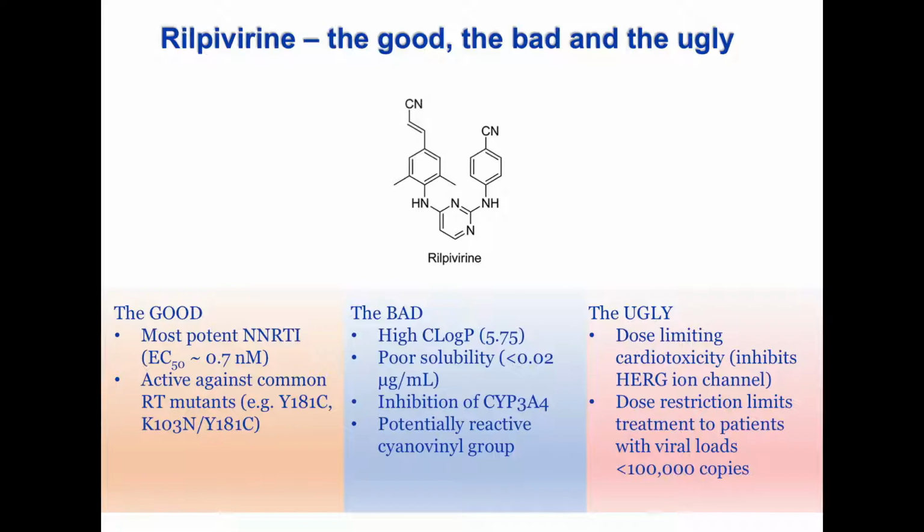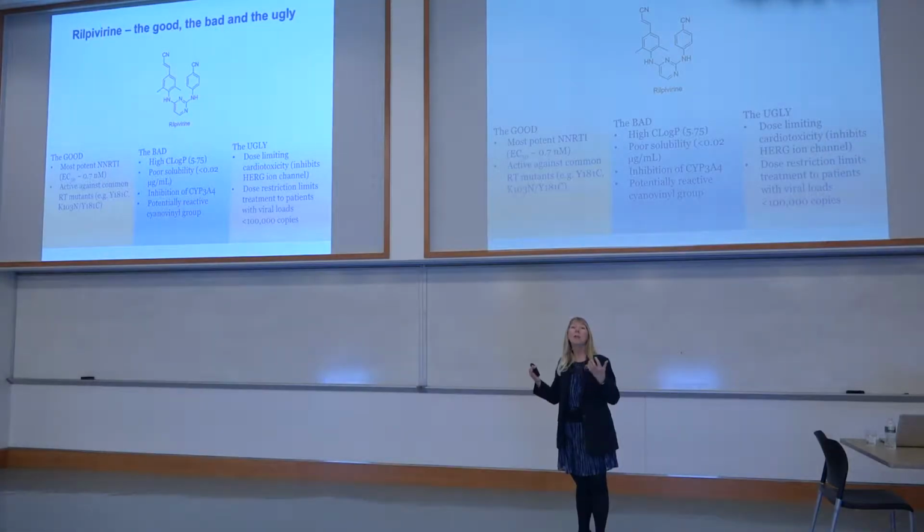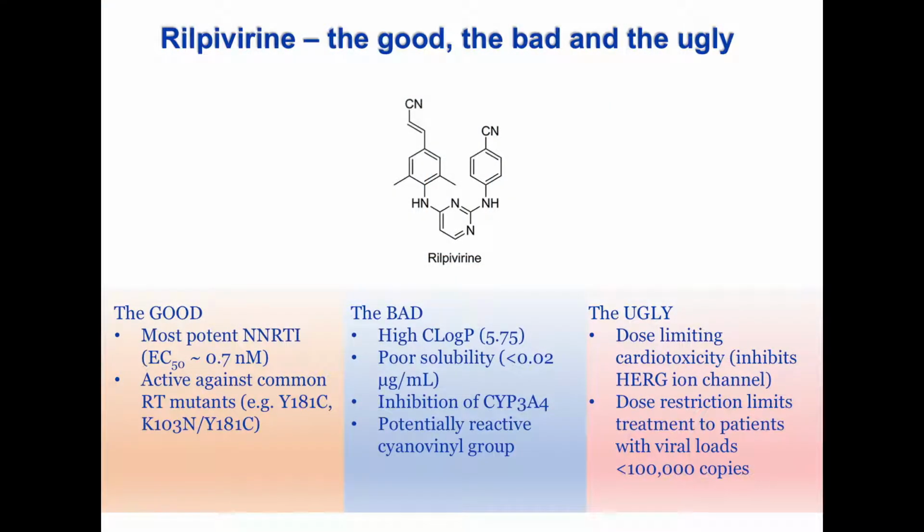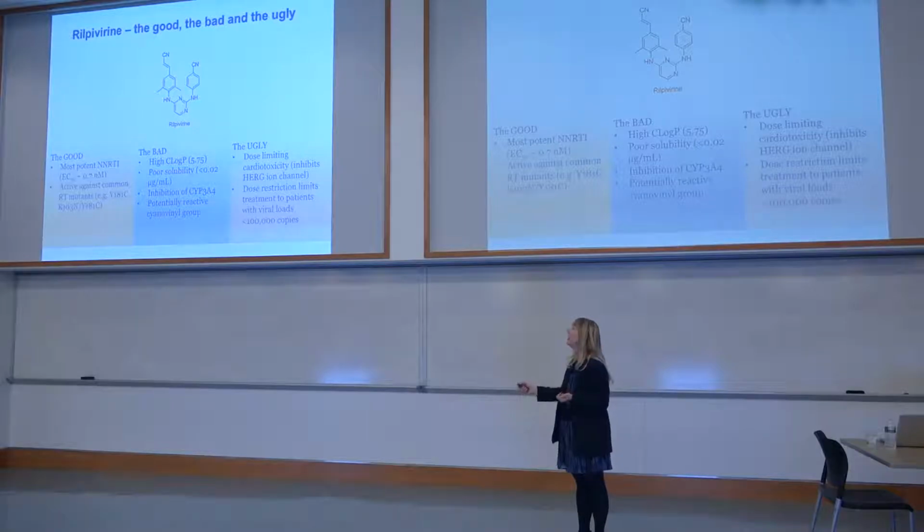It has a high logP value, and we know in the drug discovery world that we actually want a nice balance between being somewhat water soluble and somewhat lipid soluble. We like for drugs to be below 5. And so that's a problem. Also, it inhibits cytochrome P450 3A4, and there's the potentially reactive cyanovinyl group, and those are potential problems with toxicity, especially if you're on other drugs and you have the potential for drug-drug interactions by inhibiting this drug metabolizing CYP3A4.